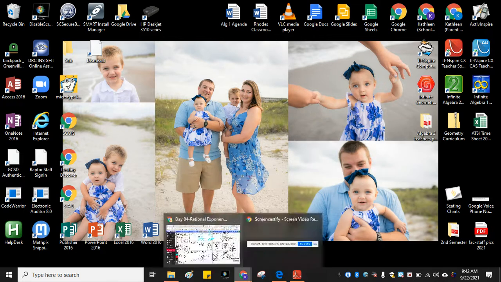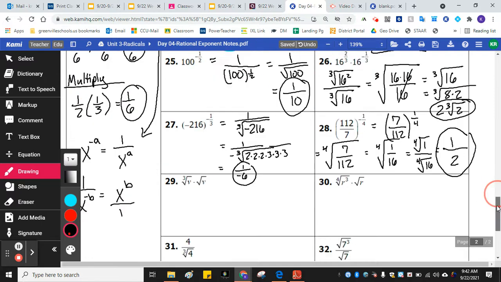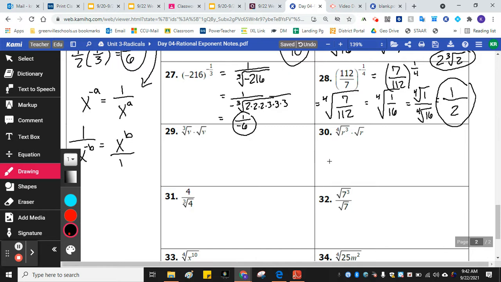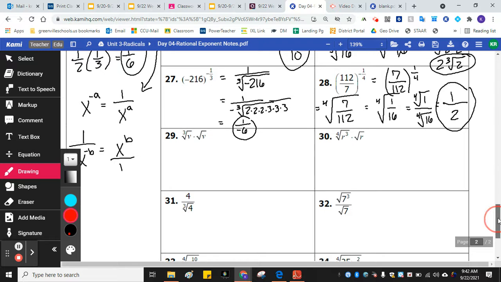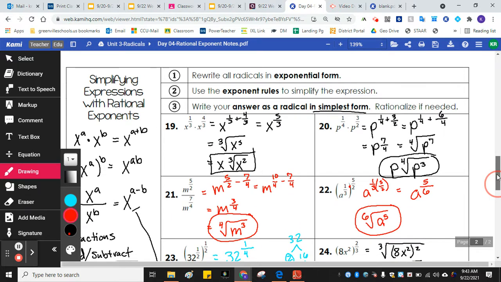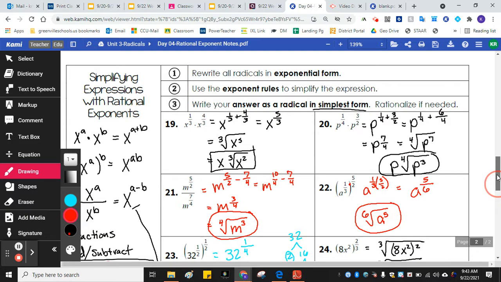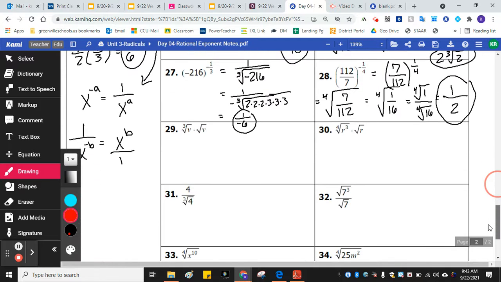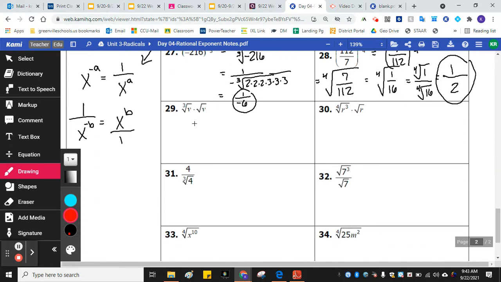All right. Keep going. But when you get to variables, you just have to know how to do this work. You can't put this in a calculator because you can't put variables in the calculator. So I'm going to change this. What's our instructions? Rewrite all radicals in exponential form. Use the exponential rules to simplify the expression. Okay, we want to write this in the simplest form.